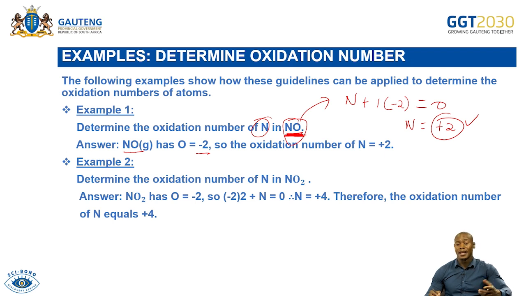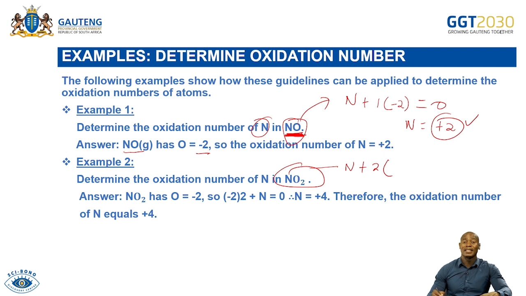We can say nitrogen oxide. Okay, so that is another example there, right? So example 2. They want us to determine the oxidation number of nitrogen in nitrogen dioxide, right? So how many nitrogen atoms are we having there? It's only 1. So it's plus 2 oxygen atoms, right? You can see that, right? It's 2 oxygen atoms in 1 molecule of nitrogen dioxide.